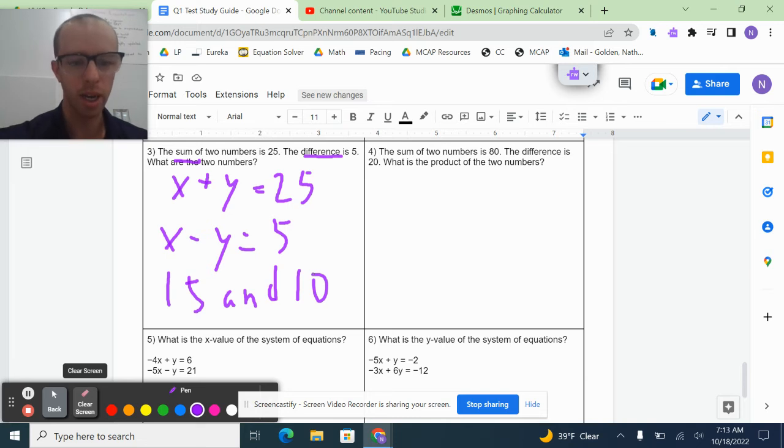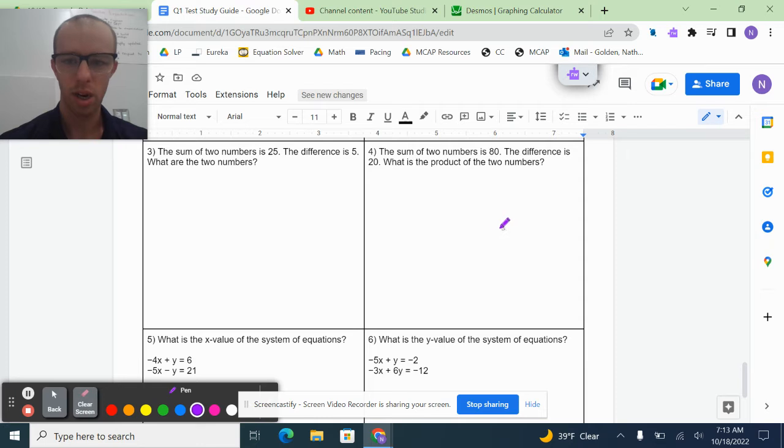And really quick, we can check this. What's 15 plus 10? 25. What's 15 minus 10? 5. Works out. All right, next one is pretty similar, but make sure you read what the question asks you here at the end. It's a little different.